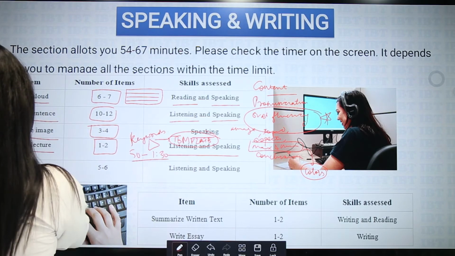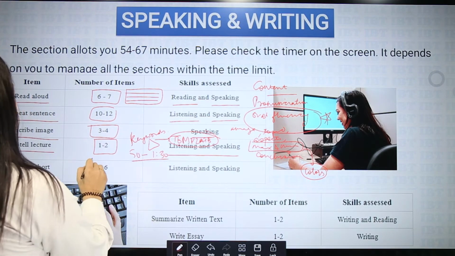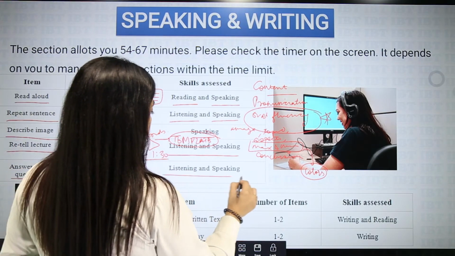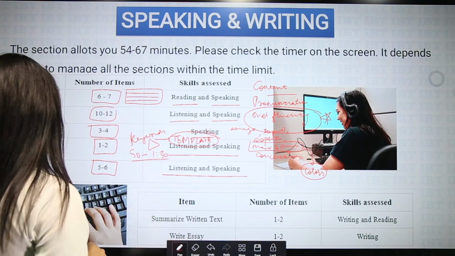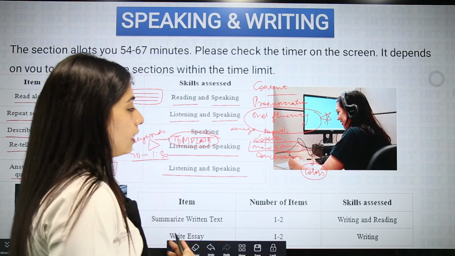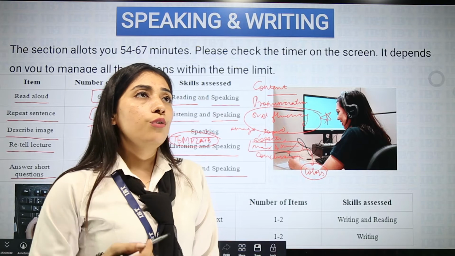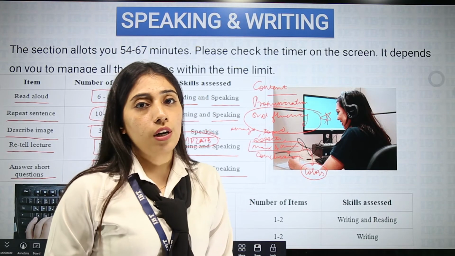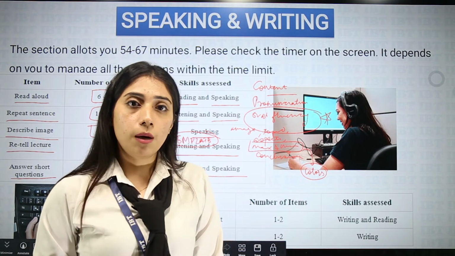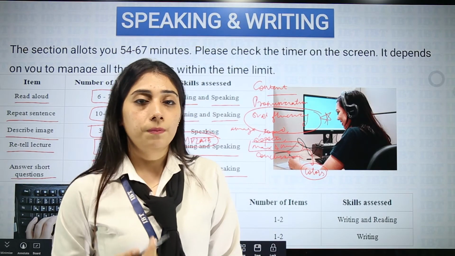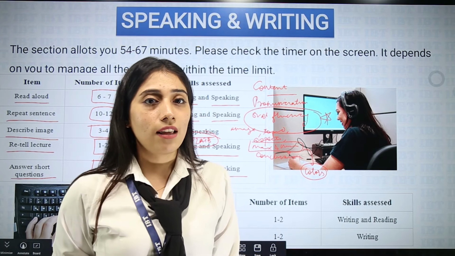Then comes answer short questions, which is the last part. You will get 5 to 6 questions in the exam, and your listening and speaking skills are evaluated from this question. So in this question, there will be ideally a question which will be related to your daily life. For example, which instrument is used to measure body's temperature? Thermometer. So you will answer that. How many days are there in a week? 7 days. So you will be answering that, right?